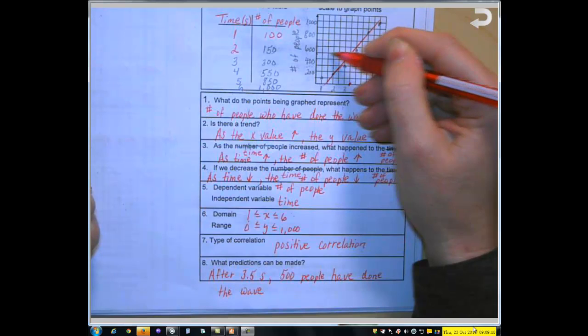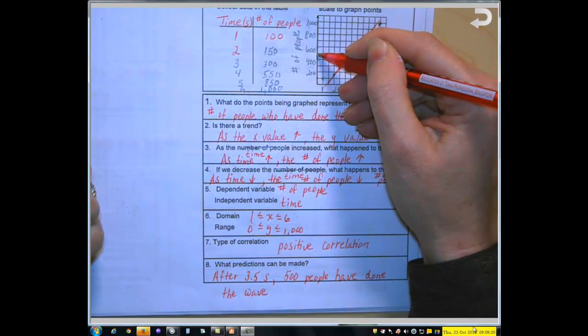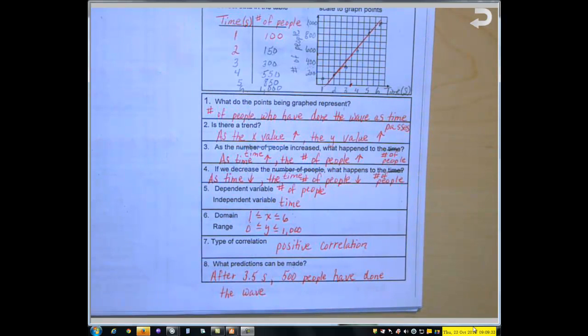If we move over to the y-axis, we can see that about 500 people have done the wave after 3.5 seconds. So that's one possible prediction that could be made from the graph. After 3.5 seconds, 500 people have done the wave.